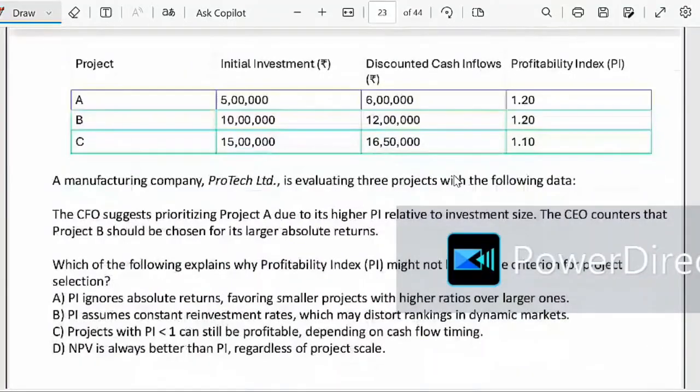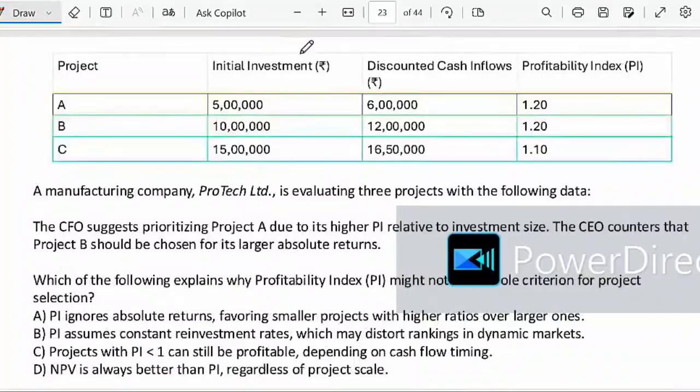Now come back to this question. This one is a little different. Here you have to calculate the profitability index, right? We have discussed what MIRR is, what IRR is, what the advantage of MIRR over IRR is, and why NPV, net present value, has a big advantage over IRR. Now come back to this question. See what is happening in this case: three projects have been given, A, B, and C, right? So Protec Limited is evaluating. Let me zoom in a little bit.